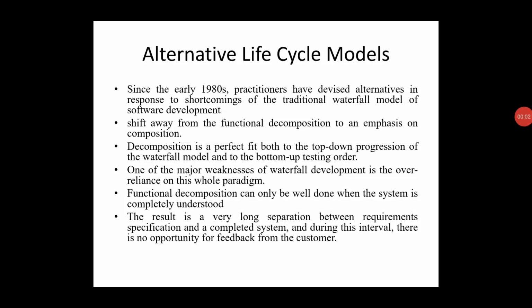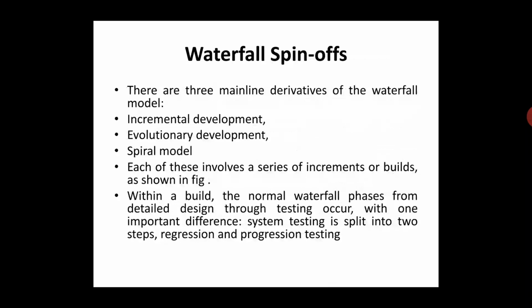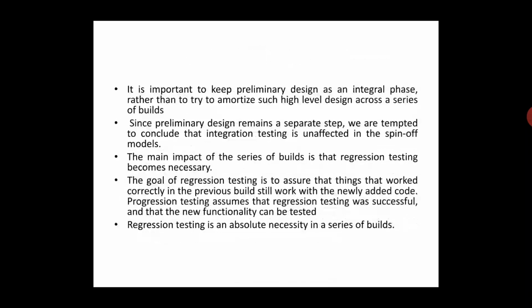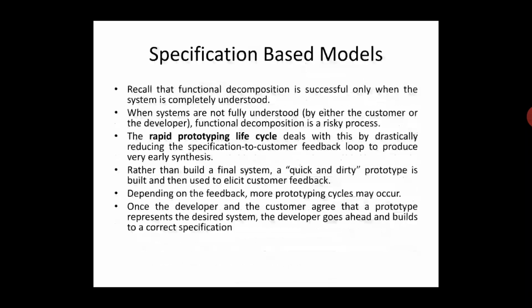Hi students, in the last video we discussed alternative life cycle models, right? What are alternative life cycle models? Why are they needed? Due to the shortcomings or drawbacks of the traditional waterfall model or V model, we need alternative life cycle models, right? In this one we discussed waterfall spin-offs as well as specification based models, right?